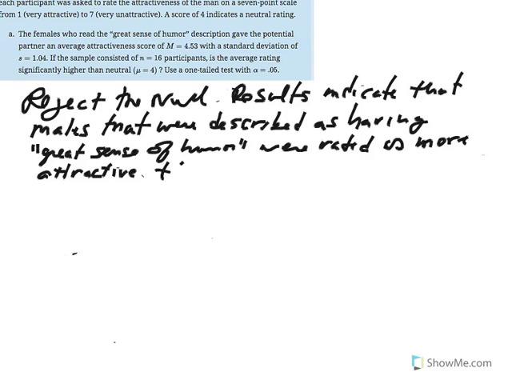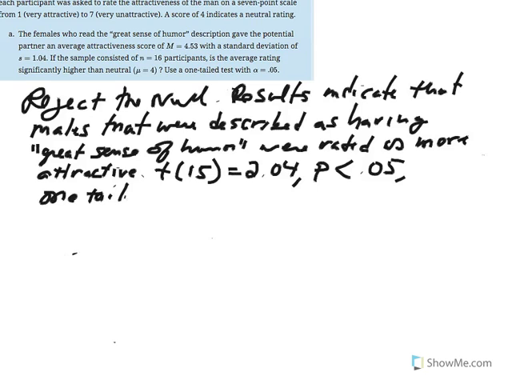We conducted a t-test with degrees of freedom equal to 15. Our t statistic was equal to 2.04. Our probability statement, the probability of obtaining a t value of 2.04, was less than our alpha of 0.05. We conducted a one-tailed test. Our d was equal to 0.51, which was a medium effect. R squared was equal to 0.22 if we round, which was considered high. 22% of the difference in ratings is due to that characteristic of having a great sense of humor.